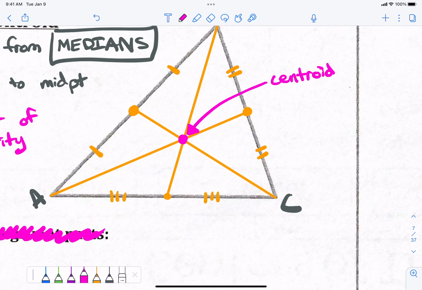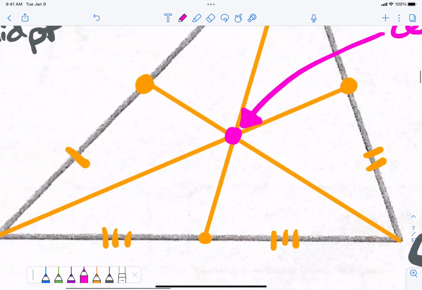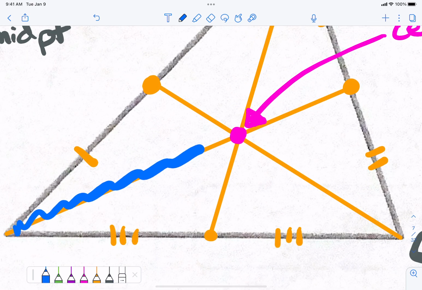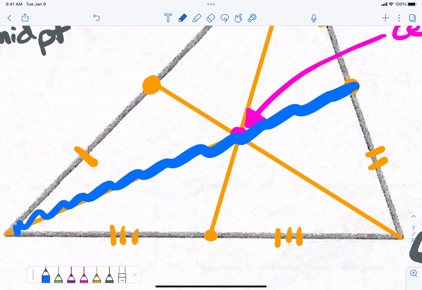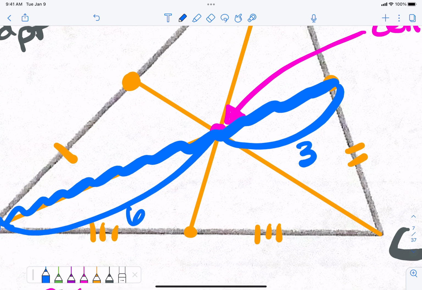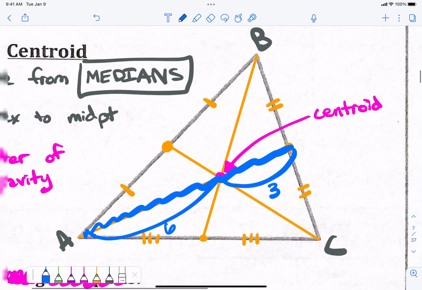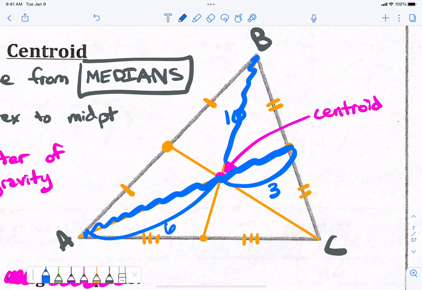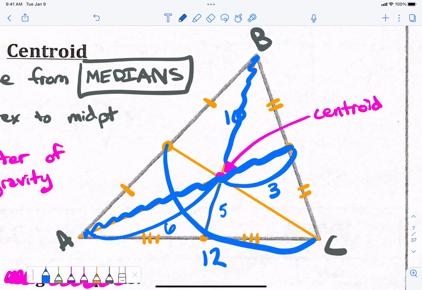But here's what happens. Are you ready? This is the important part, okay? Each one of these medians, like this one right here, the big section is double what the small section is. So if this small section right here is 3, what's this section right here? 6. That's crazy. Yes. You're lying. I'm not lying. Okay, let's say this one is 10 right here. What's this one? 5, right? Okay, so the big chunk is double what the other chunk is. Now, let's say this thing is 12. What are the 2 chunks? 6 and 6.